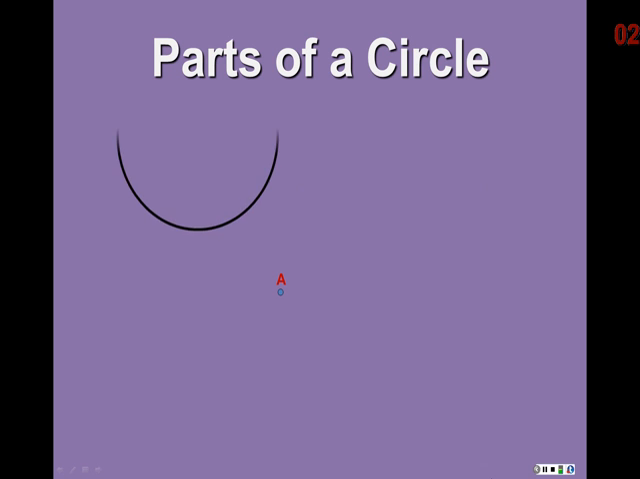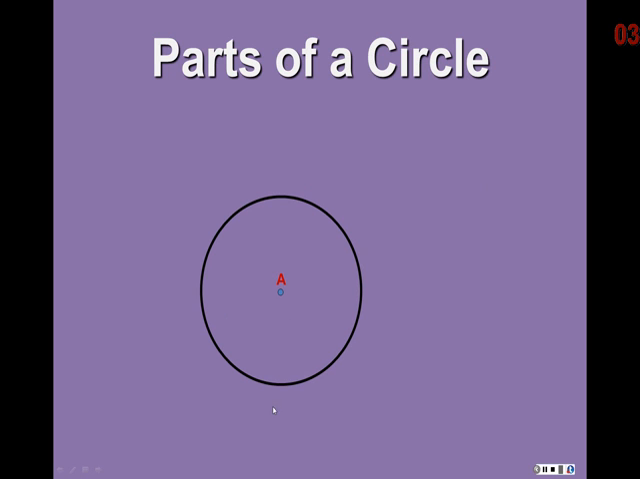So remember, it's very important to know the different parts of a circle. This is circle A because the center of the circle is labeled A, and the circle is formed by having an equal distance from the center to the edge. Going from the center to the edge is the radius, but we do that all the way around to create the circle.